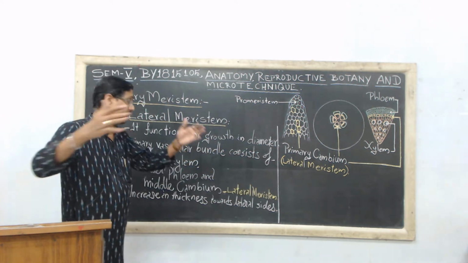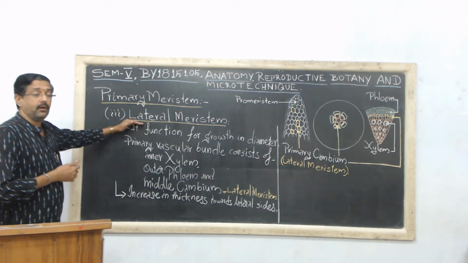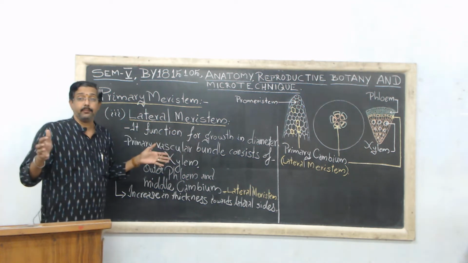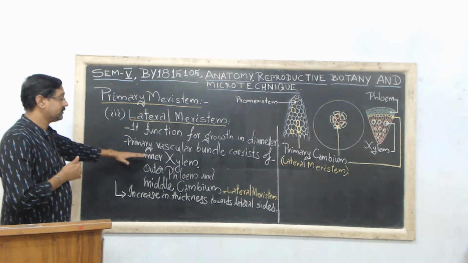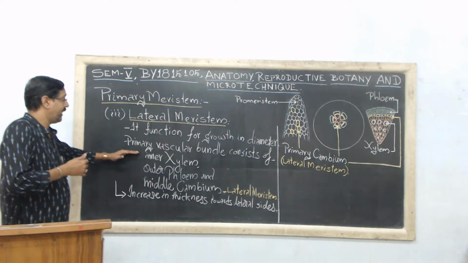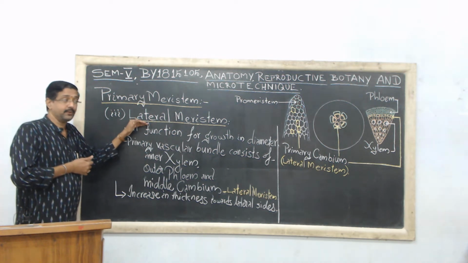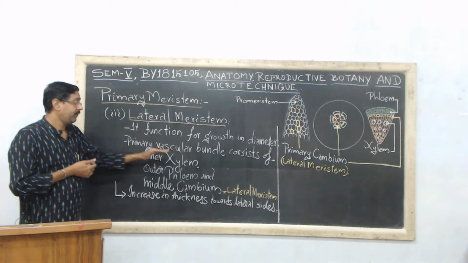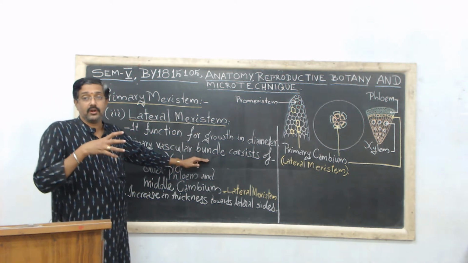Okay, so here the prime role of lateral meristem is its function for growth in diameter, and here the primary vascular bundle consists of. So it indicates that from the lateral meristem, actually the primary vascular bundle is formed. What are vascular bundles?